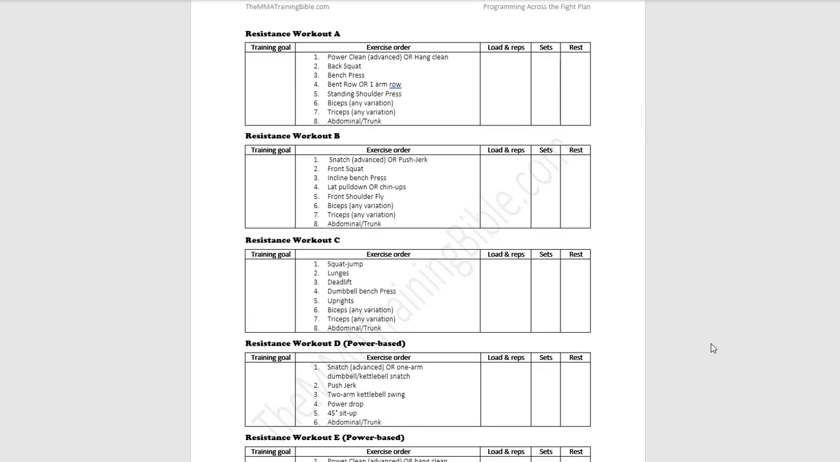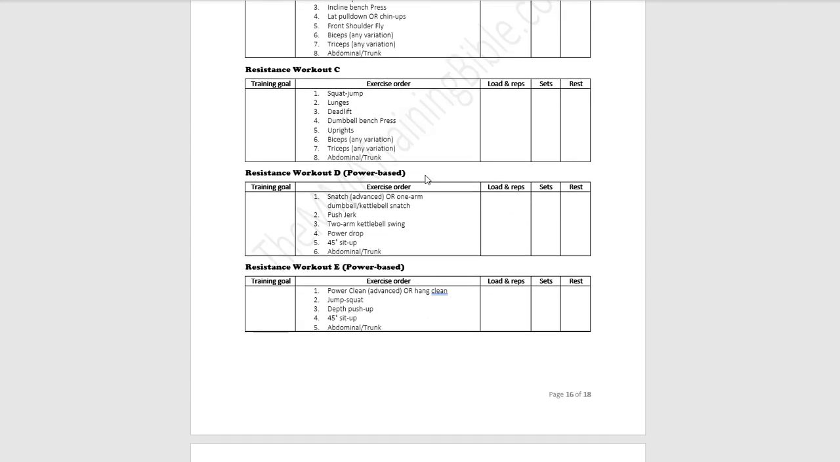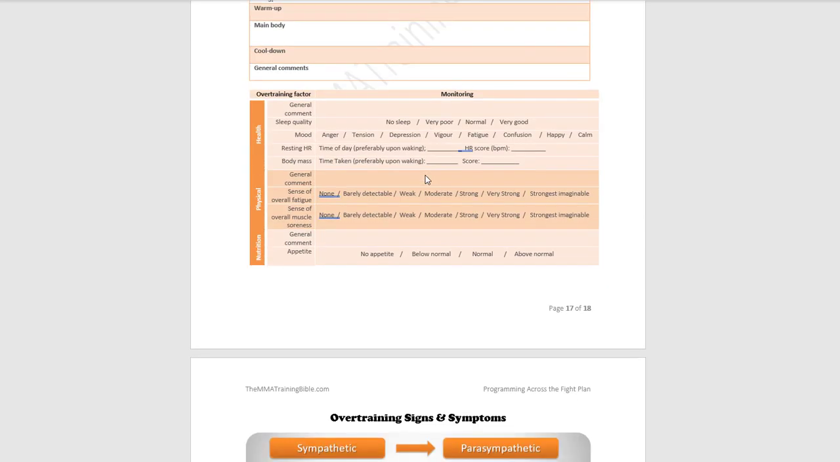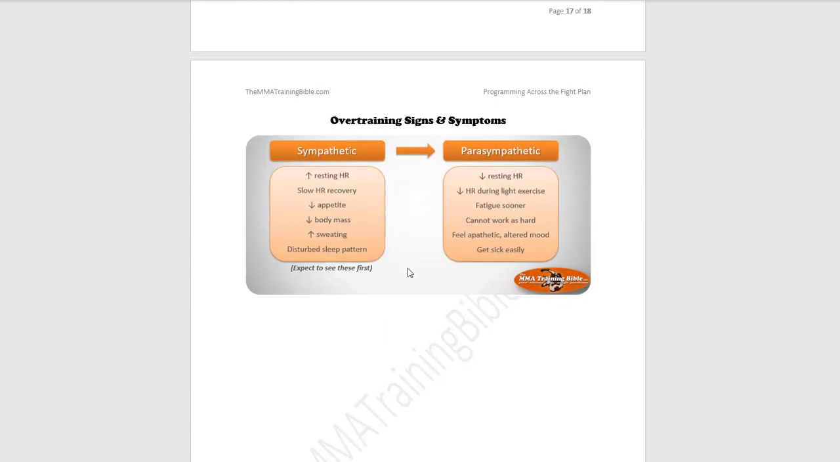And then I gave you a brief little cheat sheet with the resistance workouts. Also, if you wanted to write in your loads, reps, sets, and rest here, all of those shortened. I've given you the training log. And again, I've mentioned overtraining signs and symptoms. There's one last thing that I wanted to mention before we get back to this lecture here.